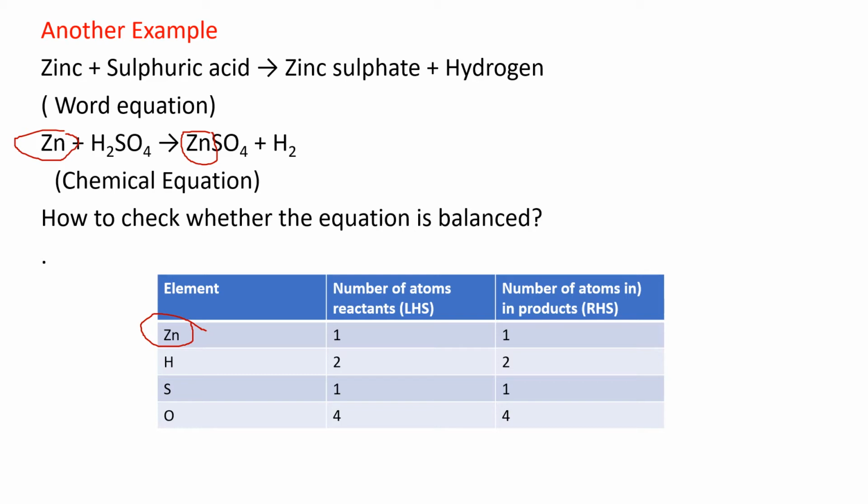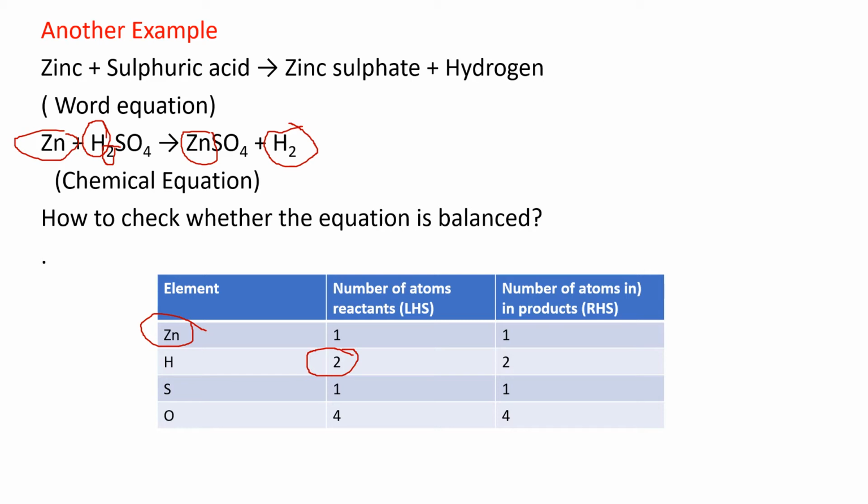Now let us see the next one, which is hydrogen. For hydrogen, the number of atoms on the left hand side is 2. Here again we have 2 atoms of hydrogen, and on our right hand side we have 2. So 2 on the left hand side and 2 on the right hand side.